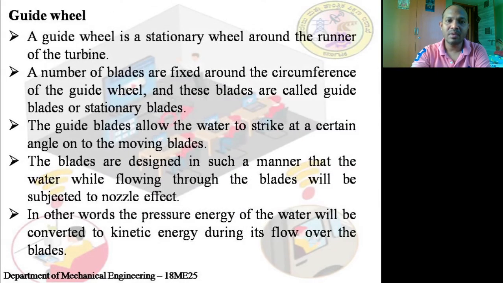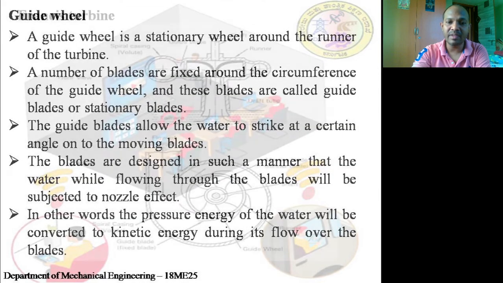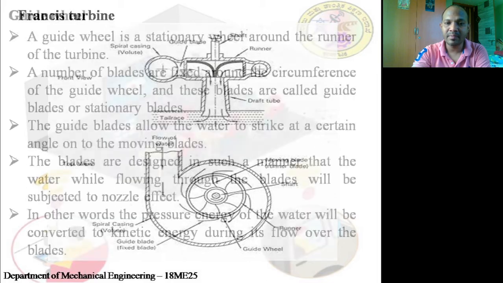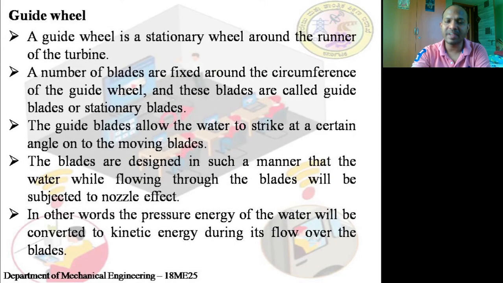Okay, now let us see. This is called the guide wheel or the guide vane. These are all called guide vanes. The guide wheel is also a stationary one, fixed. Guide vanes are fixed to the guide wheel, which is a stationary wheel around the runner. Around the runner it is being used, and it surrounds the runner of the turbine.